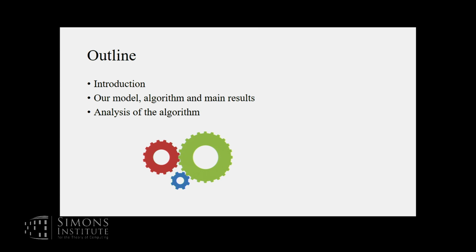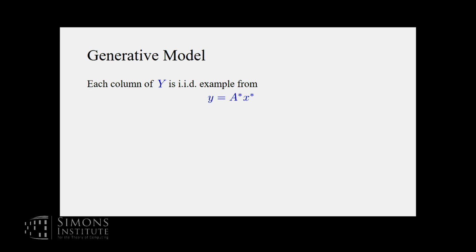So now let's turn to our work. I will describe the model and algorithm, and then provide the results and an overview of the analysis. This is our generative model. We assume that each column of Y, basically a data point, is an IID sample from this distribution, A star times X star. Here, A star is a deterministic ground truth matrix, and X star is a random vector. For simplicity, let's assume that we have infinite data.